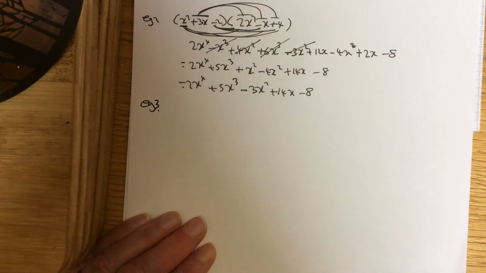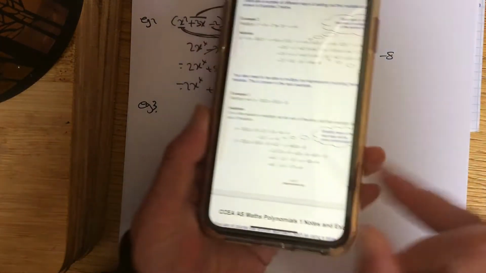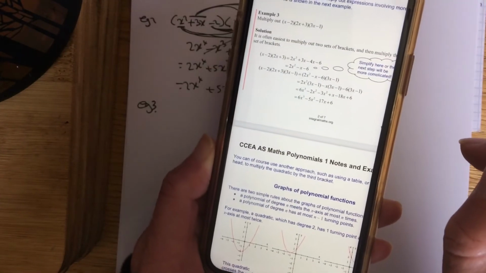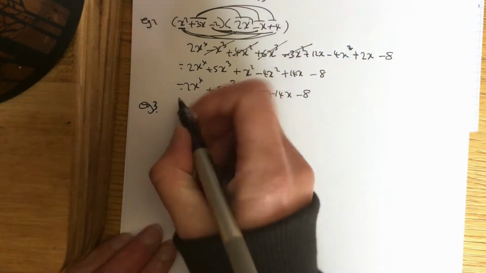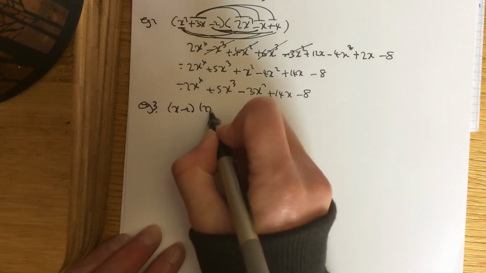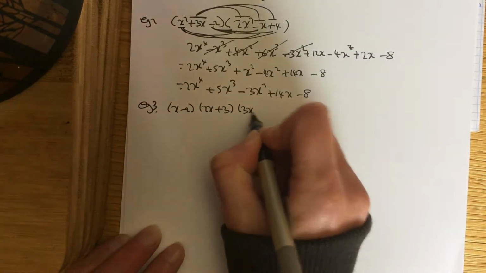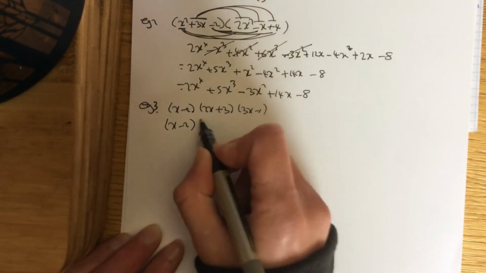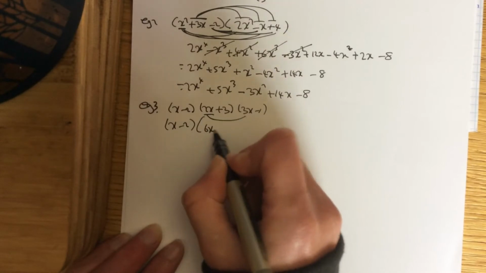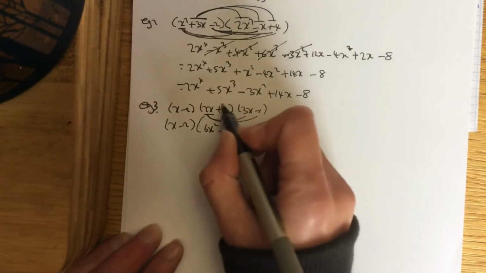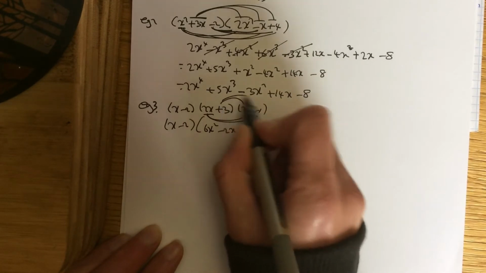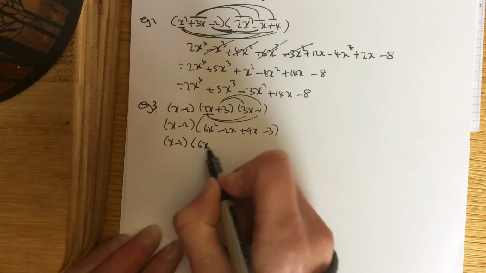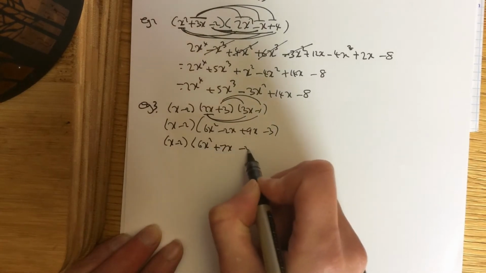Example 3, let's have a look and see what example 3 is. So if I scroll down, oh, it's there, 3 brackets. So I'll just write that out and just run through how I did that. X minus 2, 2x add 3, 3x minus 1. It doesn't matter which brackets you start with first. I'll start with these 2. 6x squared minus 2x plus 9x minus 3. And tidy that up. X minus 2, 6x squared add 7x minus 3.